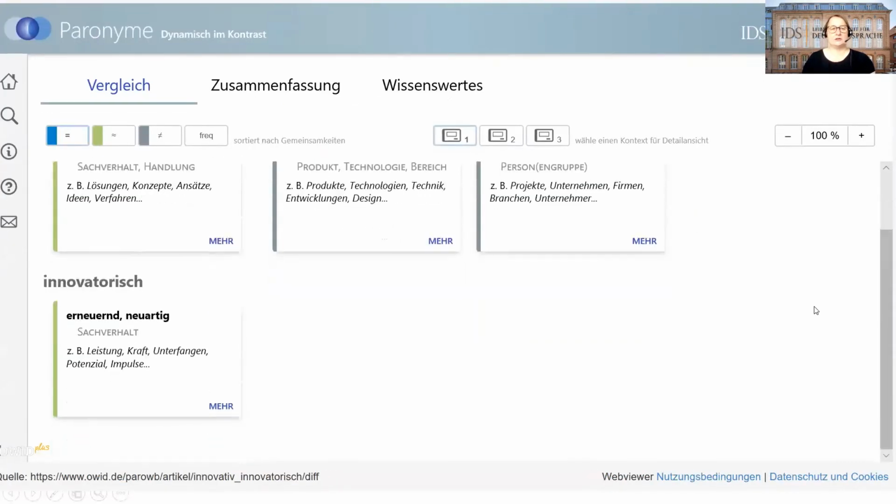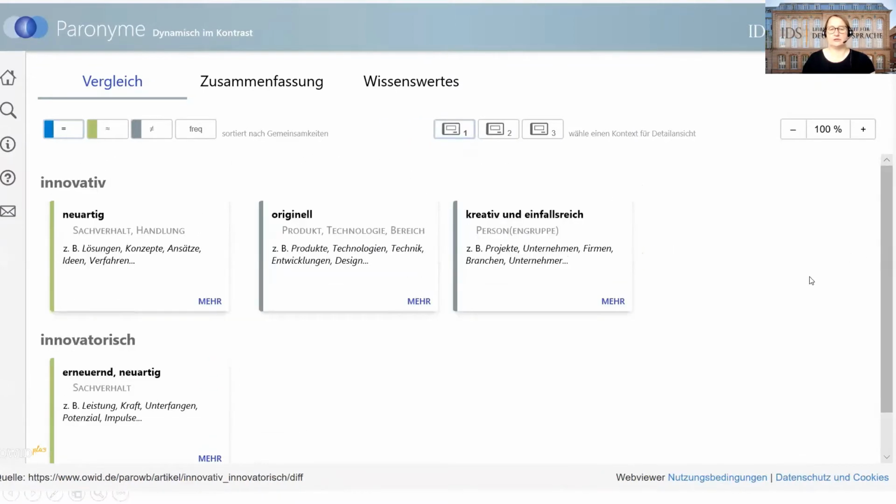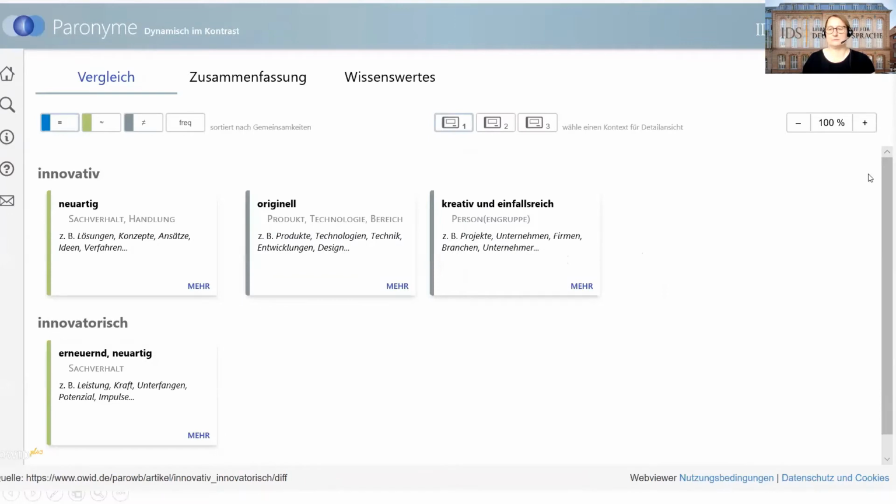This is the dictionary Paronyme dynamisch im Kontrast. I picked the entry innovative and innovatorisch. Need to make that a bit smaller here. Okay, as you can see, everything is arranged in a contrastive structure. We have the more frequent term listed on top and the less frequent underneath. Each tile represents a specific contextual usage here. So it's 3 for innovative and there's only 1 for innovatorisch.